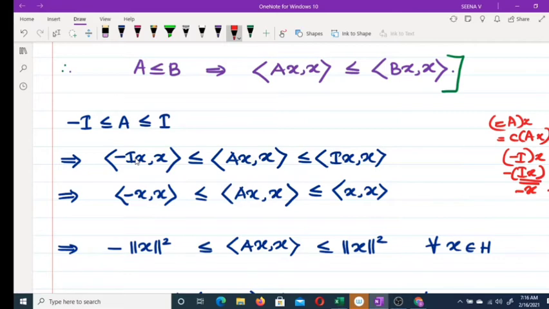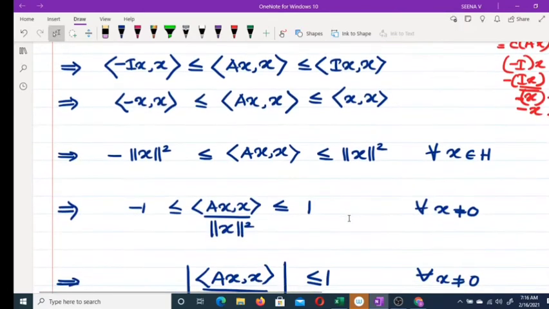Sorry, here is the minus sign and Ix is x. So this is minus x. So here we have minus x inner product Ax x less than or equal to this one. And you can take the minus outside, the remaining is inner product xx, that's equal to norm of x square. So less than or equal to inner product Axx less than or equal to norm of x square.